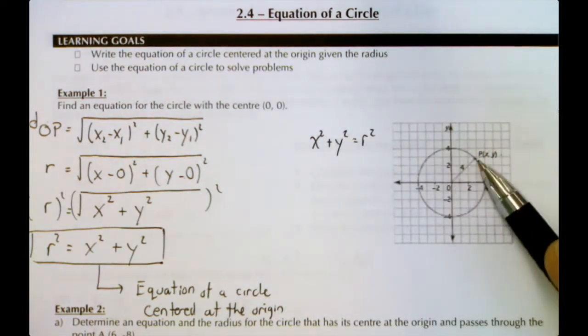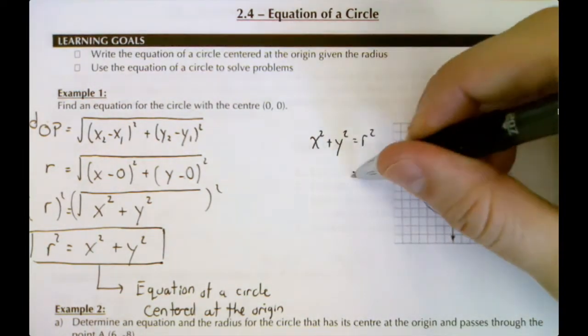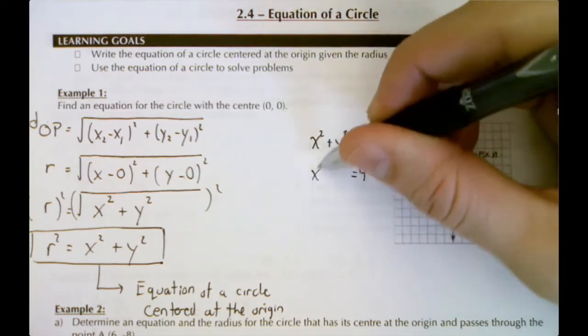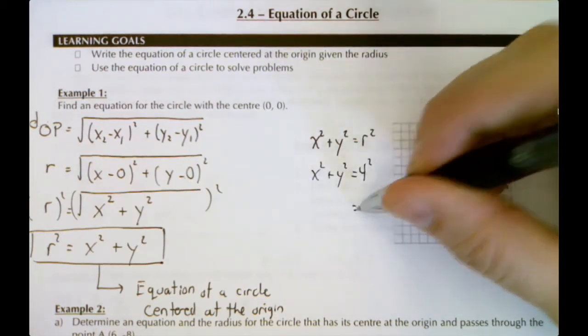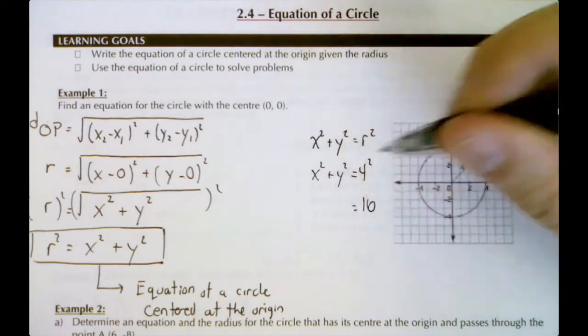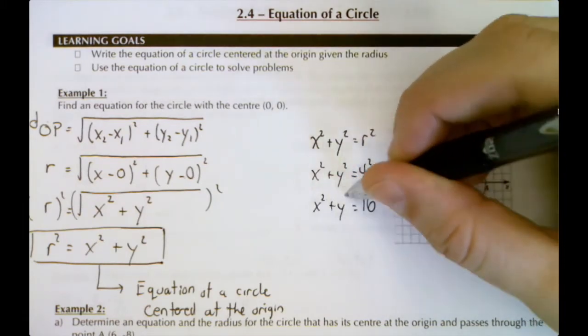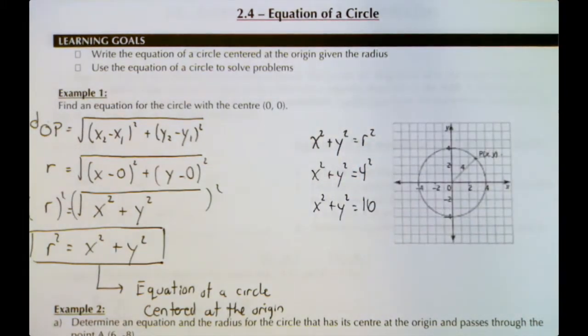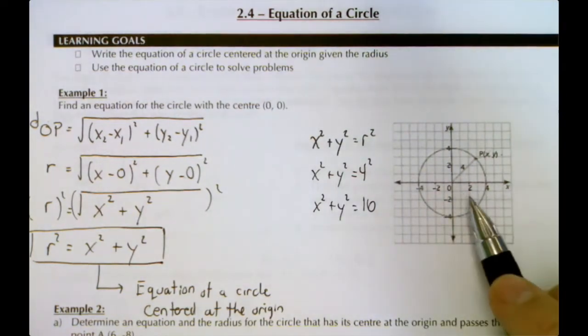On this circle, r is 4. So we fill in 4, and we end up with this. What's 4 squared? 16. X squared plus y squared equals 16. This is the equation of this circle.